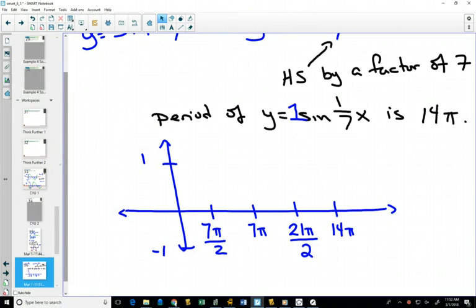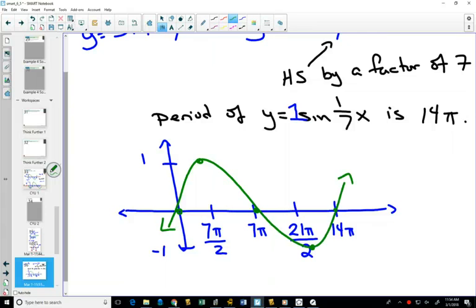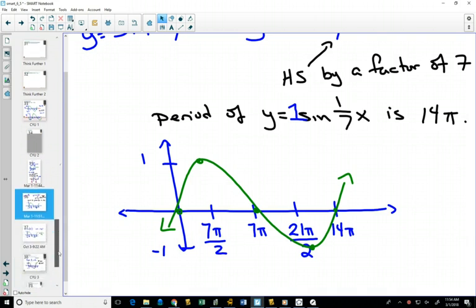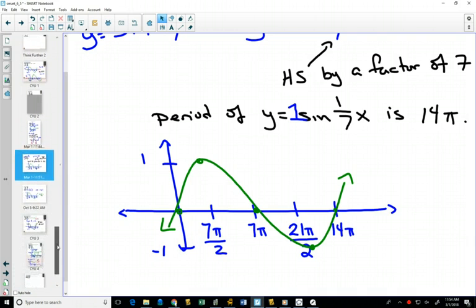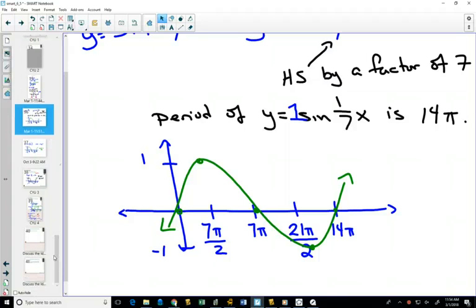A sine graph starts in the middle going up. So you just have to go into these 4 sections, go from middle to max to middle to min to middle. And there we have our graph of y equals 1/7 sine of 1/7 x.